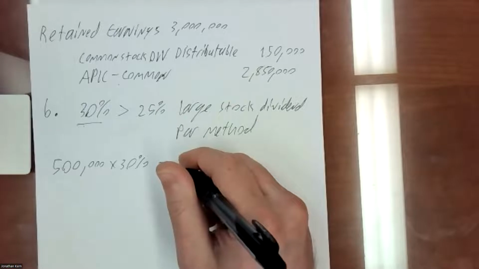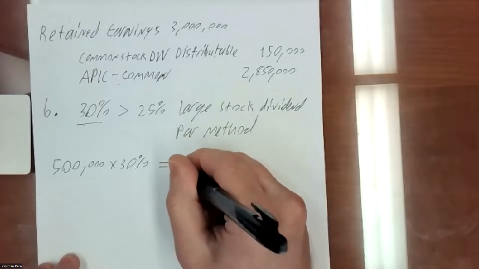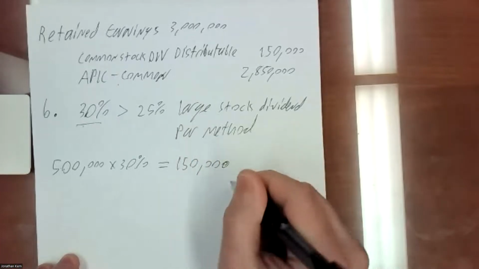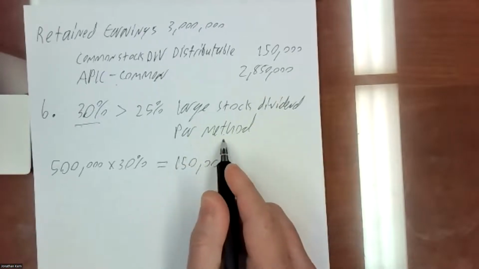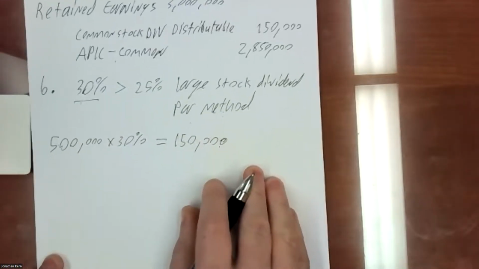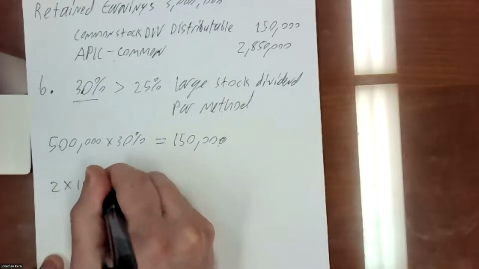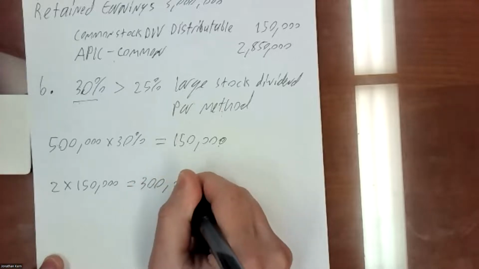So we're not going to have 75,000 new shares. Instead, we are going to have 150,000 new shares. And these new shares we're going to issue at the par value using the par method. So the par value per share is $2. 2 times 150,000 is 300,000.